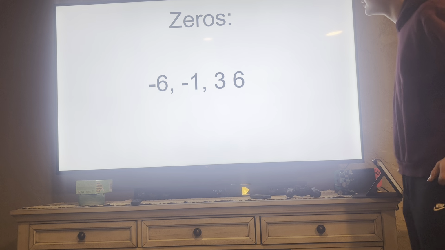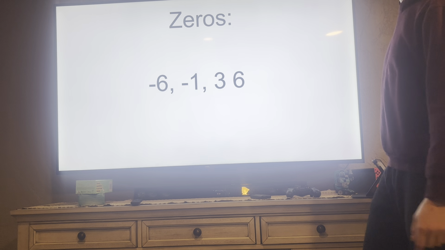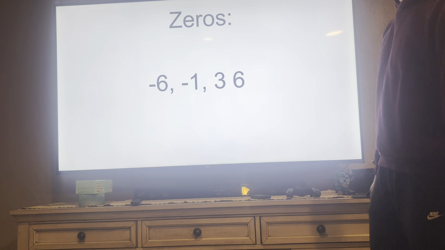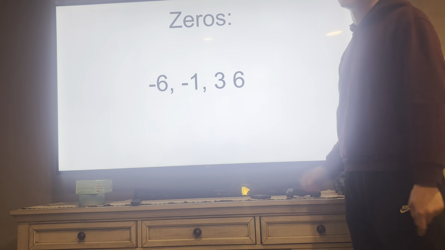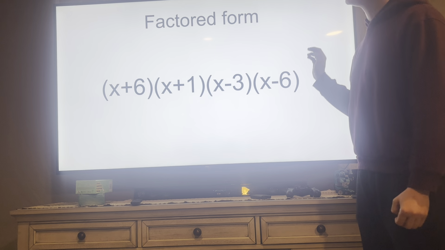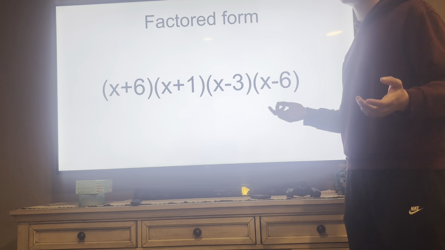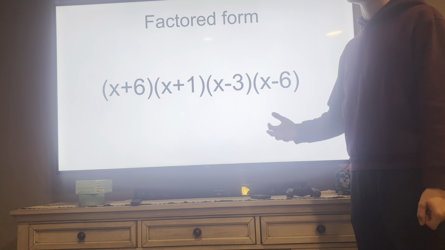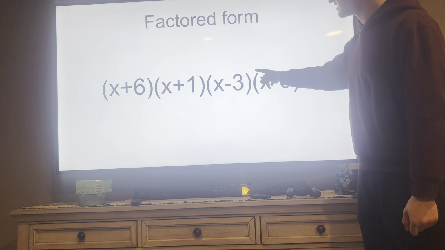What's going on? All I'm saying is, if we're going to use 6 for example, if 6 is one of our zeros, that basically is just saying that x equals 6. And to get it into a factored form, we need it to equal 0. So if x equals 6, to get that equal to 0, all you would do is subtract 6. So x minus 6 equals 0. That's how we get this number.